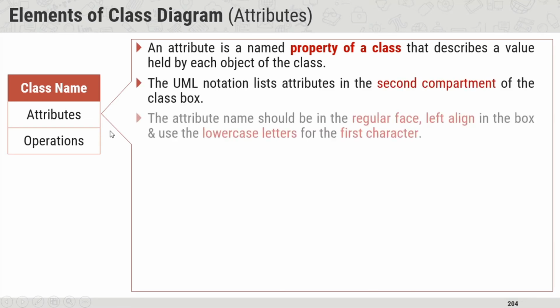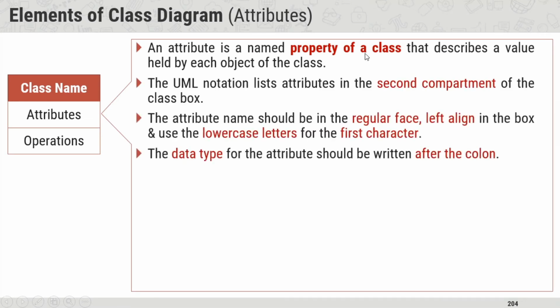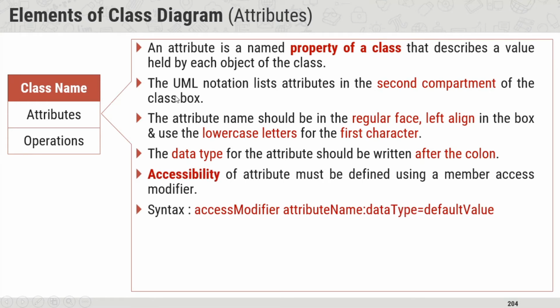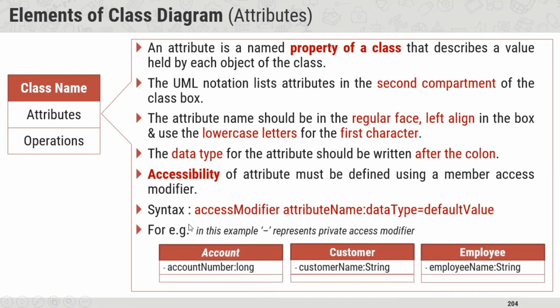Another thing is attributes. An attribute is a name, a property of a class that describes the value for each and every value held by each object of the class. It is the second component of your class box, and the attribute name should be in a regular face, left-aligned in the box, and use a lowercase letter for the first character. The data type for the attribute should be written after the colon. Accessibility of an attribute must be defined using a member access modifier.